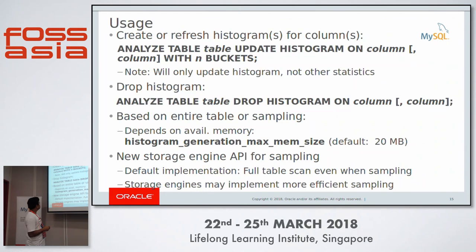Is it also possible, like in Oracle, where you can do schema level analyzing of histograms? No, I think it's on columns only. And on that column, can we define how many percent we are going to analyze to have the statistics? No, you cannot do that. It's on the buckets. It's 100%.